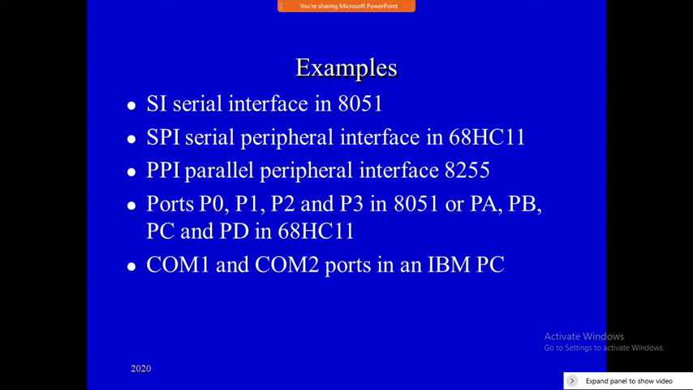See, examples: the serial interface, that is SI in the 8051, SPI serial peripheral interface in the 68HC11, PPI parallel peripheral interface 8255. These are some examples of the ports. Ports P0, P1, P2 and P3 in the 8085, or PA, PB, PC, PD in the 68HC11, COM1 and COM2 ports in the IBM PCs. These are the examples of the ports.